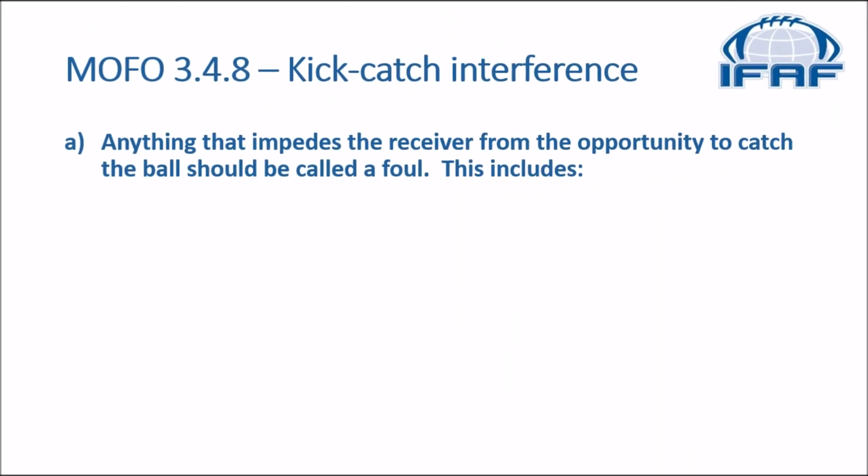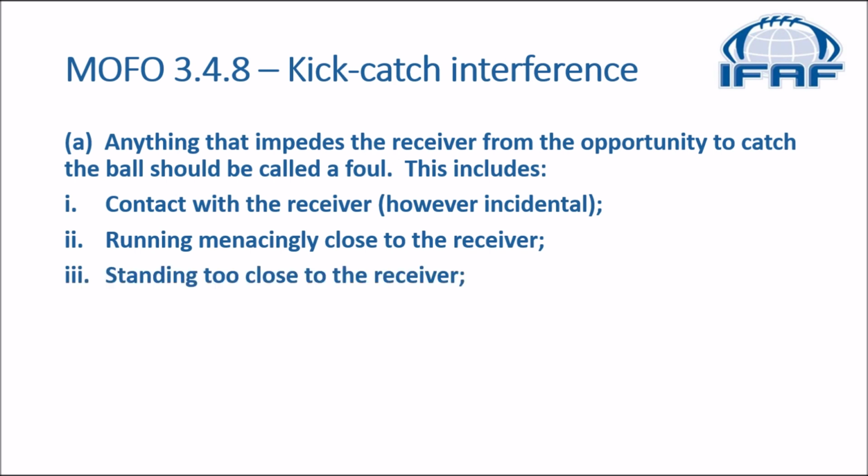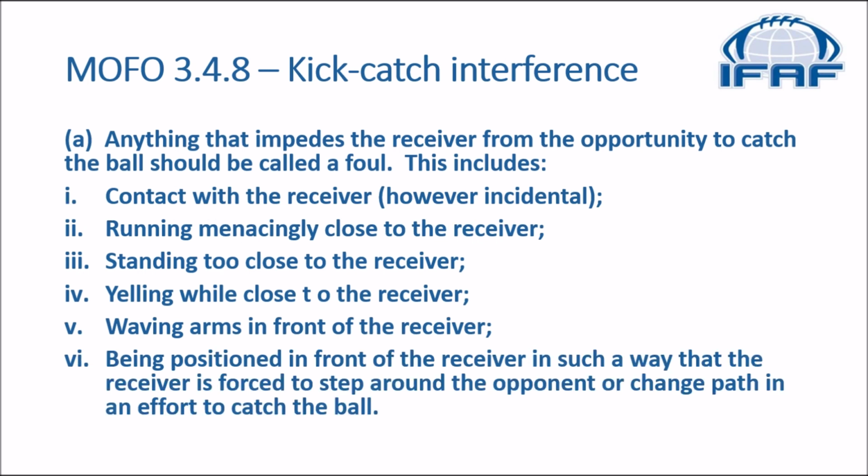In the MOFO, we go to 3-4-8, kick catch interference. Anything that impedes the receiver from the opportunity to catch the ball should be called a foul. This includes: 1. Contact with the receiver, however incidental. 2. Running menacingly close to the receiver. 3. Standing too close to the receiver. 4. Yelling while close to the receiver. 5. Waving arms in front of the receiver. And 6. Being positioned in front of the receiver in such a way that the receiver is forced to step around the opponent or change path in an effort to catch the ball.